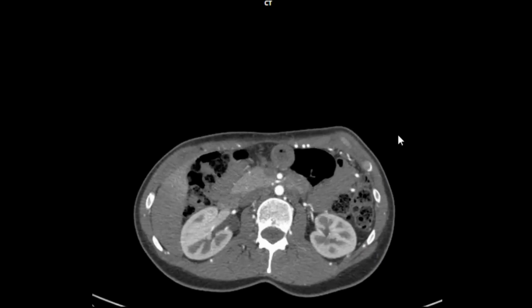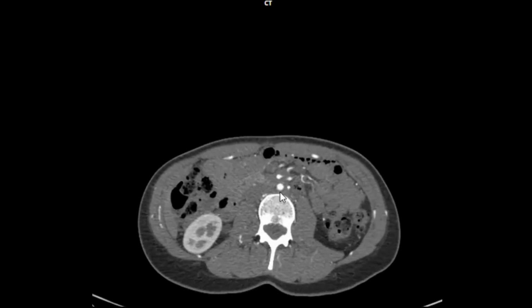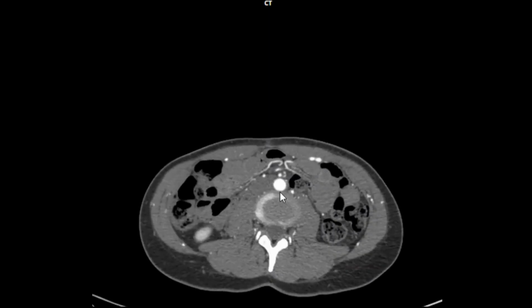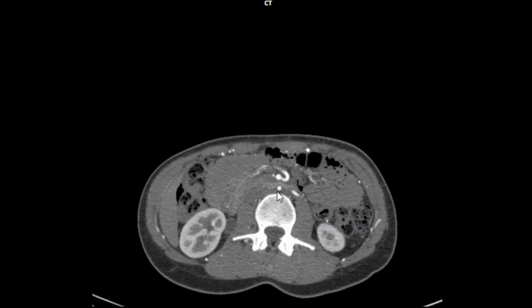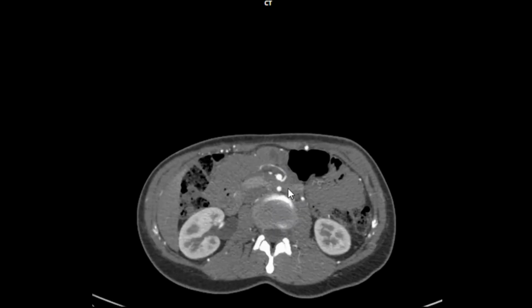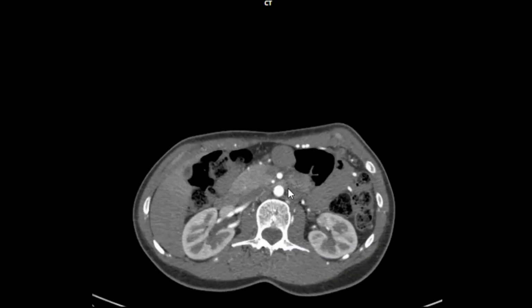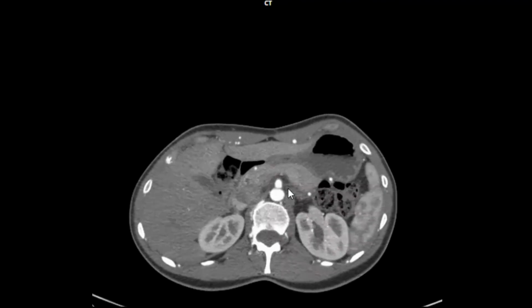This is a case of mid-aortic syndrome, and it is this developmental narrowing of the mid-abdominal aorta. You can see there isn't really any wall thickening or any surrounding changes. This is thought to be due to an insult during gestation.